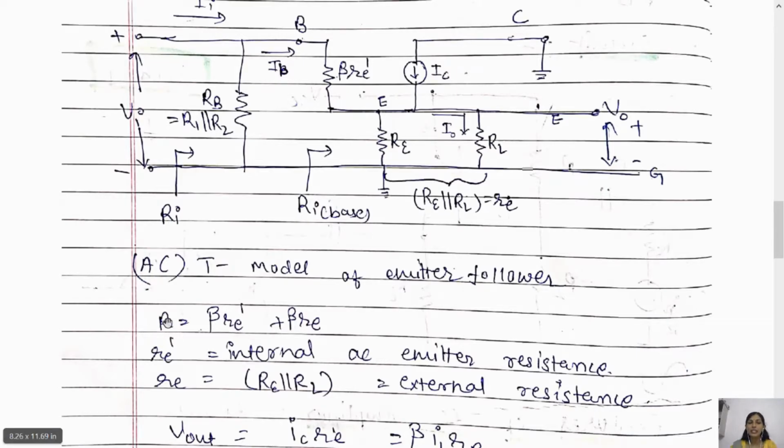First of all, the main resistance R is beta Re dash plus beta re. Re dash is equal to the internal AC emitter resistance. re is equal to the external resistance. What is the external resistance? Come to the figure: RE parallel RL, output side. So that is RE parallel RL, which is denoted by small r. Actually, the AC model parameters are denoted by small letters.